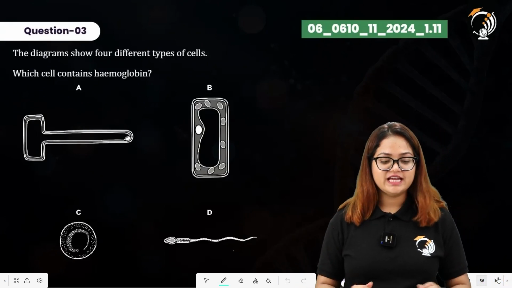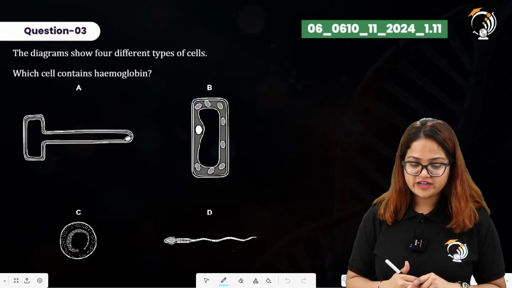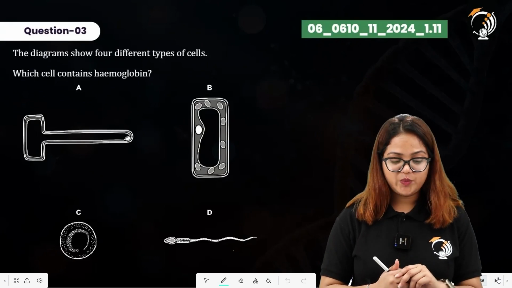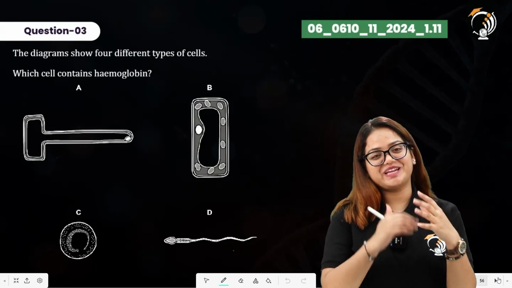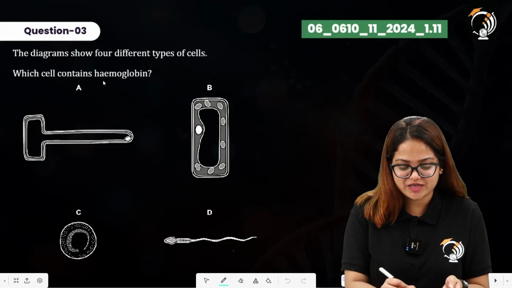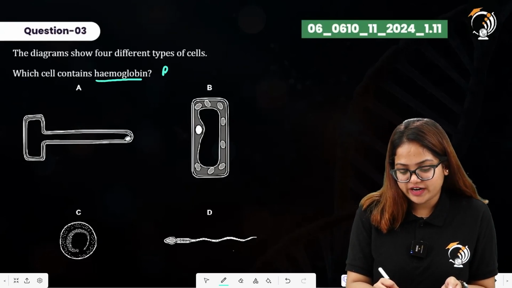Question number 3 says the diagrams show 4 different types of cells. Which cells contain hemoglobin? And we have just discussed that hemoglobin is present in red blood cells.